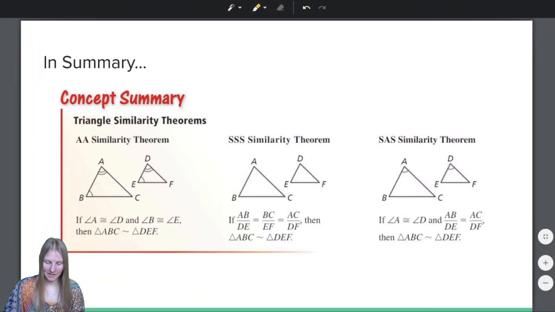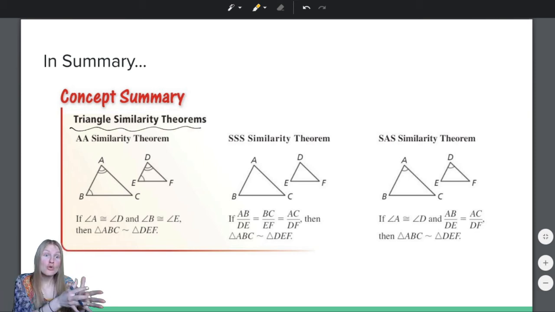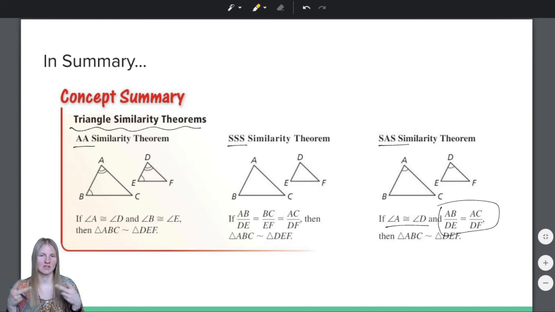So, a little bit of summary. We're not going to spend too much time on this slide. Triangle similarity theorems: 3 ways you can prove or show that triangles are similar. You have the AA similarity theorem: 2 angles are congruent. You have the SSS similarity theorem: all 3 sides are proportional. And you have the SAS similarity theorem, where 1 pair of angles are congruent and 2 pairs of sides are proportional. So, these are 3 ways that you can show triangles are similar.